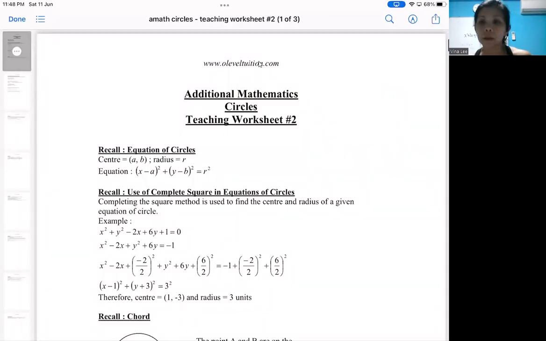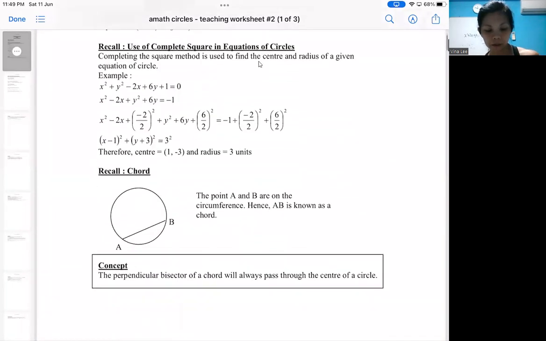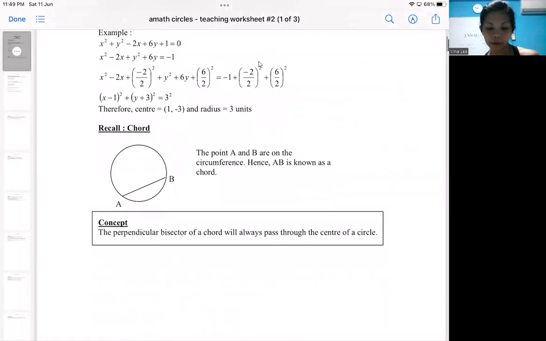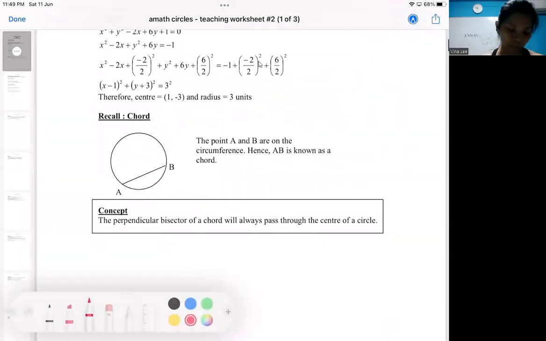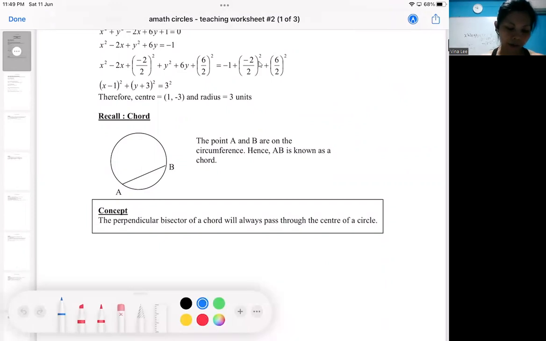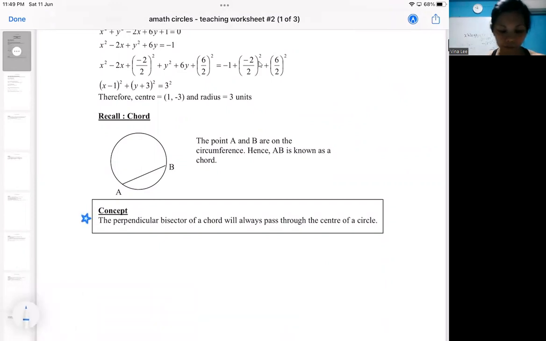So this is one of the critical concepts in A-Math circles. It's a bit like if you miss out on this concept, maybe there will be some questions that you couldn't do at all. So the important concept is on this part, where the perpendicular bisector of a chord will pass through the center of a circle.